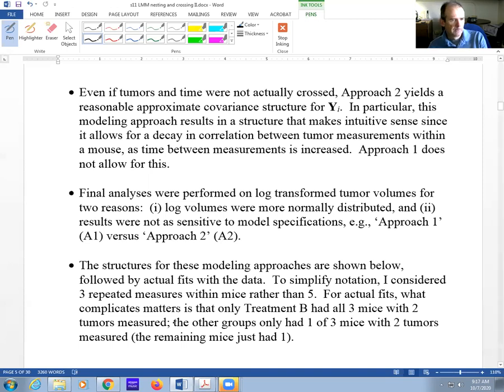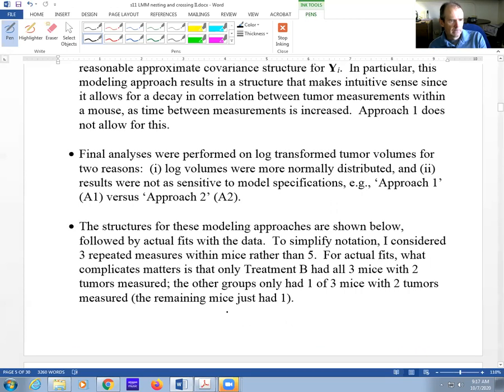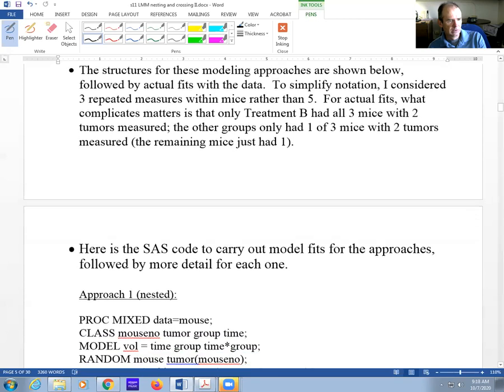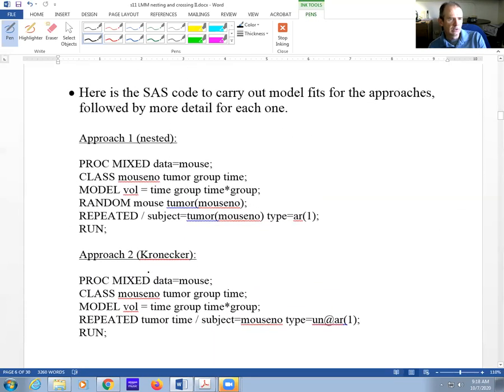Okay, so I'm going to walk through the analyses for these two approaches with this data set. Just to simplify notation, I'm going to consider 3 repeated measures, but there are actually 5, just to show you what the matrices look like in an easier way to digest. So the code, and you could easily do this in R as well. For the nested approach, we have mouse, that's the largest unit, and then tumor within mouse.